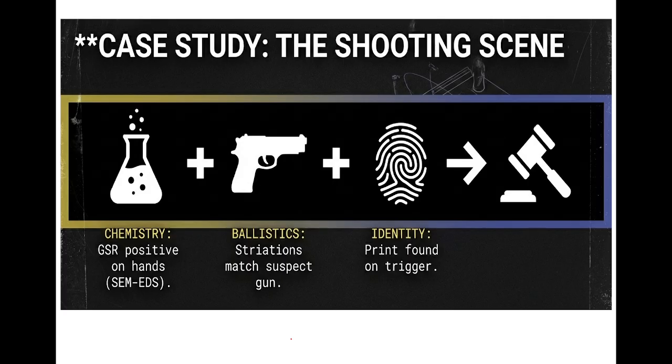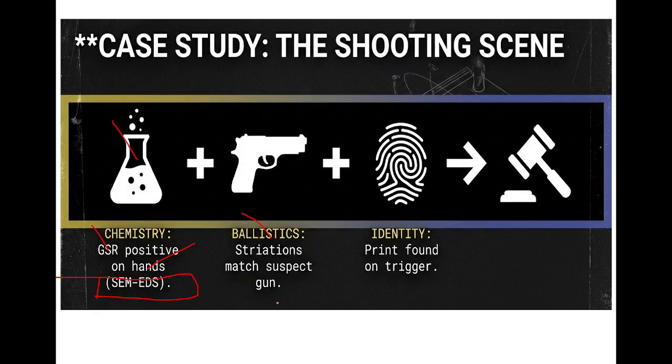Case study, another case study, the shooting scene. Okay, in a shooting scene, we will be looking for chemistry, obviously gunpowder residue. It could be on hands. The person who shot the gun left some residues on their hands. So we're using special techniques such as the scanning electron microscope, like I talked about, to find out if there is any gun residue. Ballistics, we already talked about it.